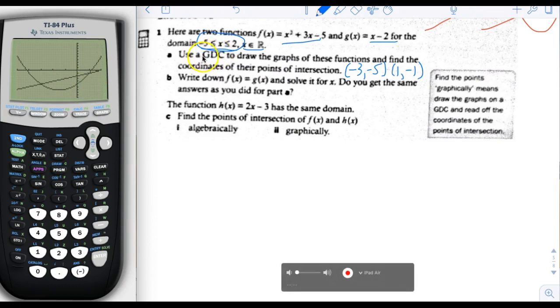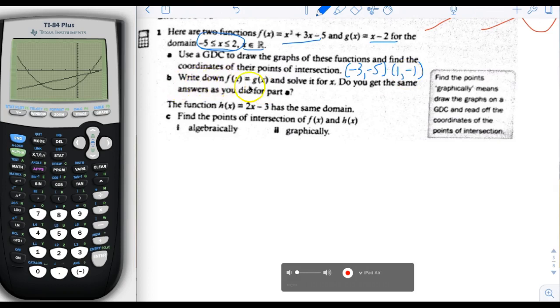Interesting. Okay, so now we can see that the two places that cross, the two places that have intersections, are indeed within the domain -5 and 2. So both of these intersection points are valid for the answer to this question.